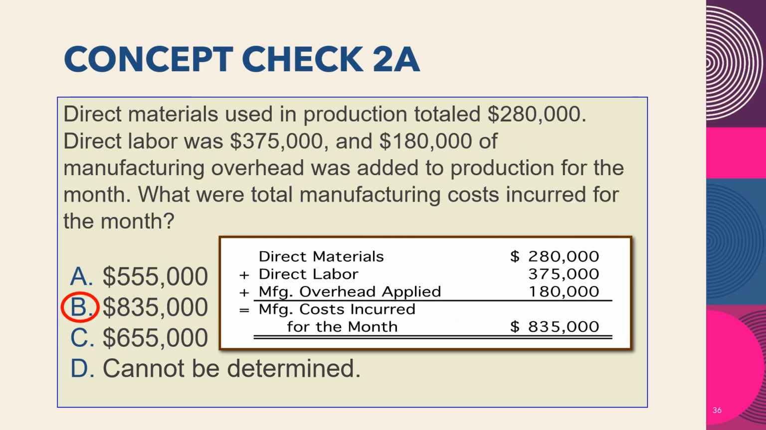The answer is B, $835,000. You take direct materials plus direct labor plus manufacturing overhead applied. You will get manufacturing costs incurred for the month.